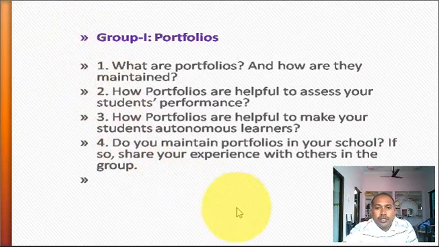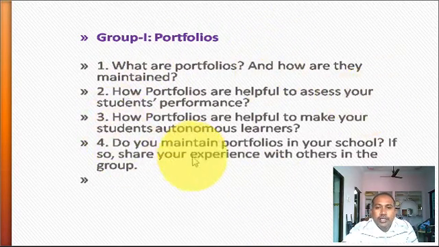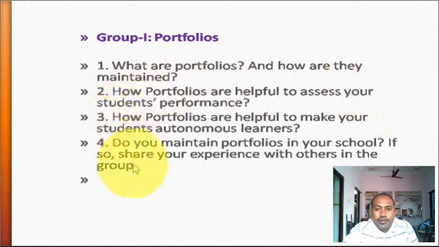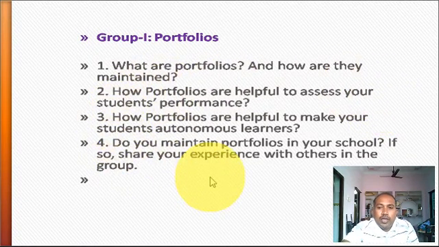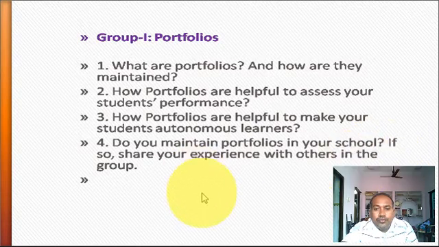Again, sit in groups and discuss the following questions: what are portfolios and how are they maintained? How are portfolios helpful to assess your students' performance? How are portfolios helpful to make your students autonomous learners? Do you maintain portfolios in your school? If so, share your experience with others in the group.